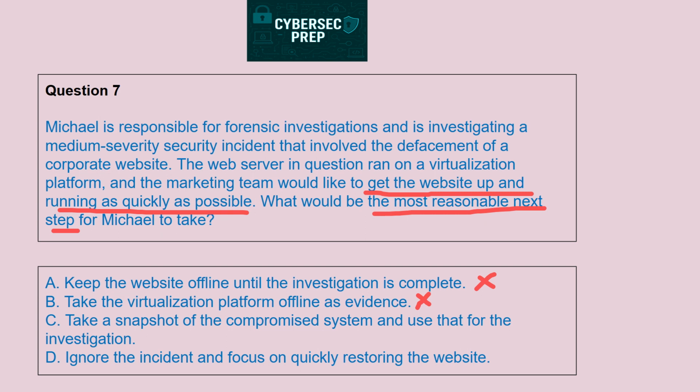See, Michael should conduct his investigation, right? But there is a pressing business need to bring the website back online. So the most reasonable course of action would be to take the snapshot of the compromised system and then use the snapshot for the investigation, restoring the website to operation as quickly as possible, while using the results of the investigation to improve the security of the site. So option number C is the right option. Option number D, obviously, is not right. We cannot ignore the incident. Moving on to the next question.